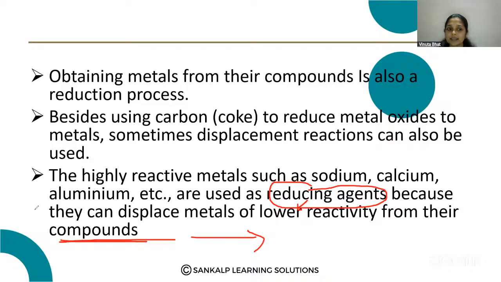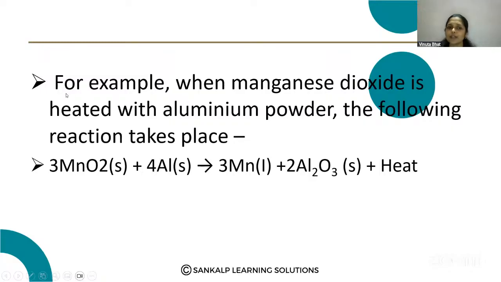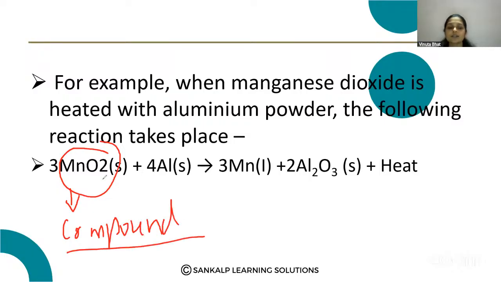So let us see the example where high activity metals, or highly reactive metals, are used as a reducing agent. For example, when manganese dioxide is heated with aluminium powder, you can see the following reaction. Manganese oxide is in a compound form, in the oxide form, found in the earth crust. We have to obtain the pure manganese from this. So we use the highly reactive metal, that is aluminium.